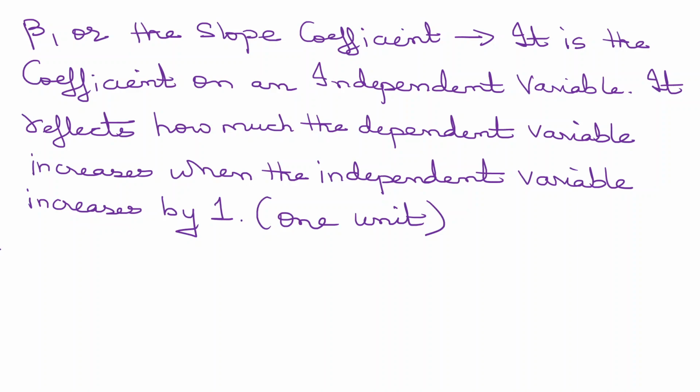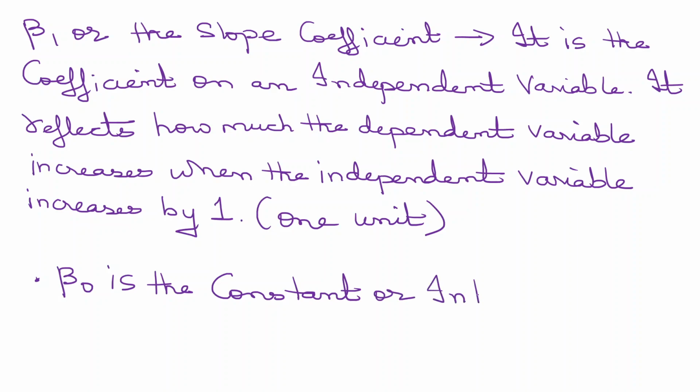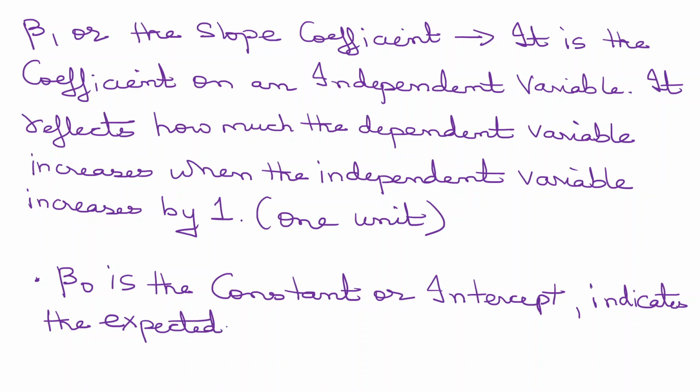Now, beta naught is the constant or intercept, which in this case indicates the expected weight of people who eat 0 donuts.